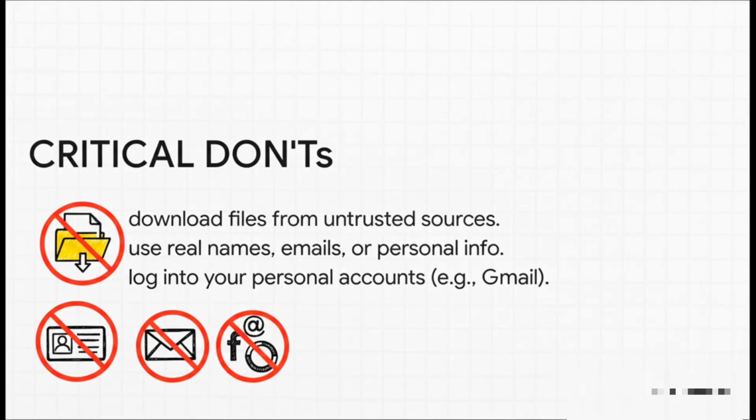Okay, I need you to really pay attention here, because these are the absolute, non-negotiable rules. First, never download files unless you are 100% sure what they are and where they came from. They could be full of malware. Second, never use your real name, your real email, or any piece of personal information, ever. And third, and this is a big one, never, ever log into your personal accounts, not your Gmail, not Facebook, not anything, while you're using Tor. Doing that just completely blows up all the anonymity you've worked so hard to set up.